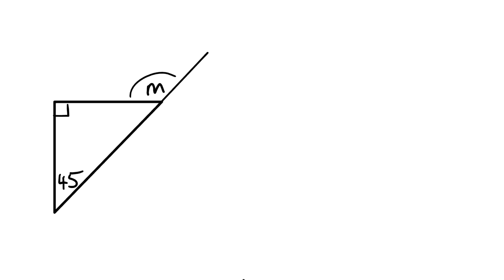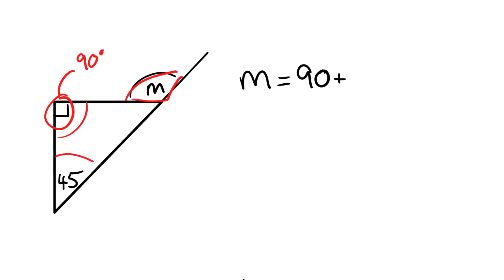Look at this one here. Remember, this is 90 degrees, but again, we have our exterior and our two interior angles. So X, or not this case is X, is M, is going to equal 90 plus 45, which gets us 135 degrees.